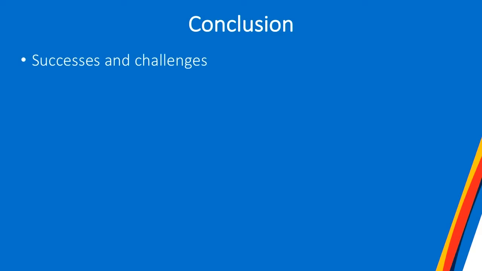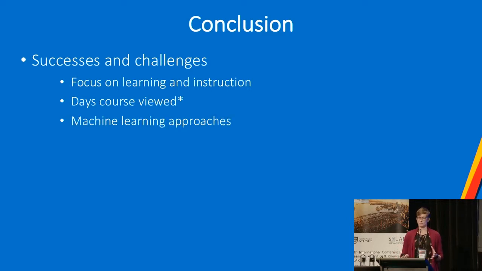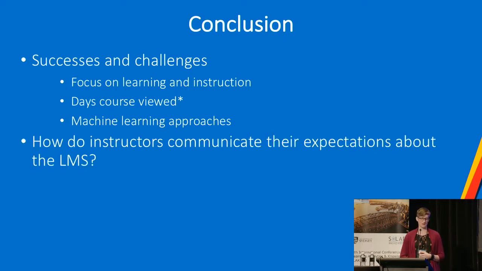And so finally, successes and challenges. We're really focusing on learning and instruction and how instructors can contribute to understanding their course. Again, for us, the unique days the course was viewed as significant has an asterisk because the generalizability may be limited for that. Machine learning approaches are yet to be done, but we will do that, hopefully once we get the Faculty of Science prof in there.